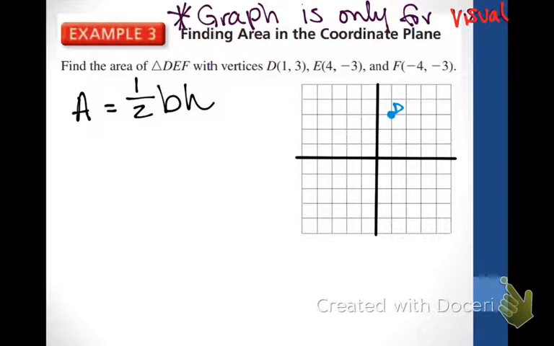E is 4, negative 3. So I go to the right 4, 1, 2, 3, 4, down 1, 2, 3. Here's my E.